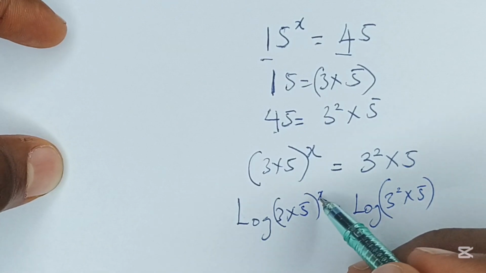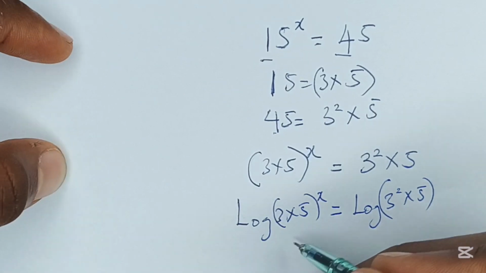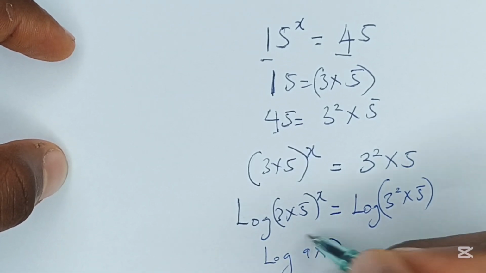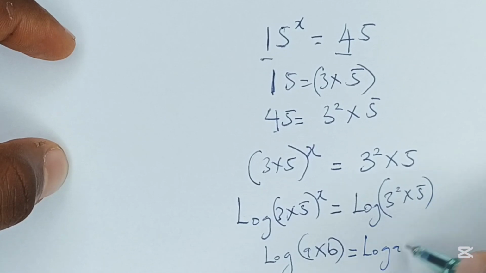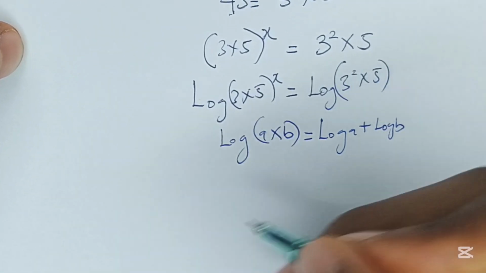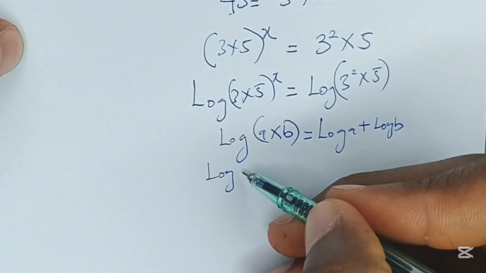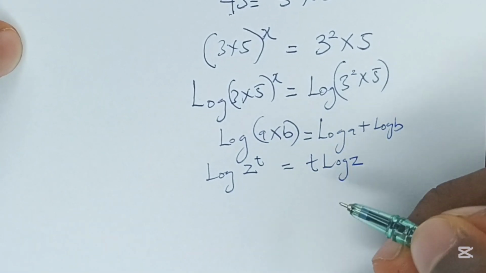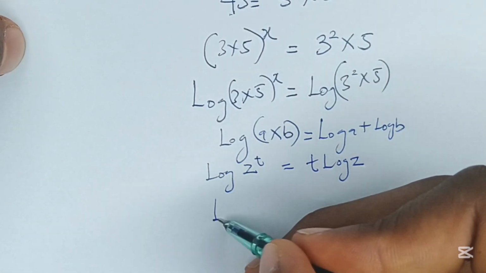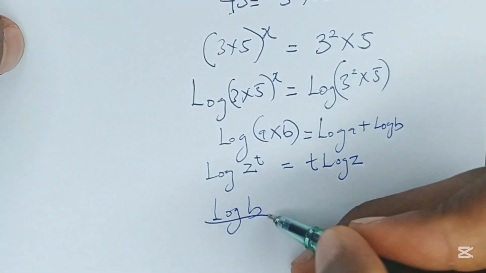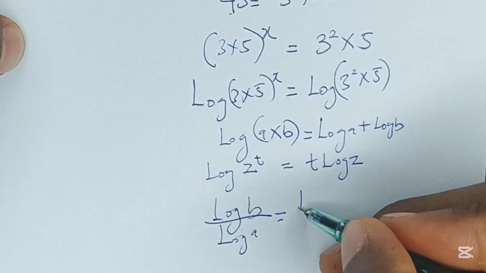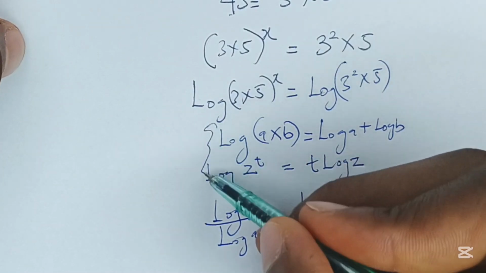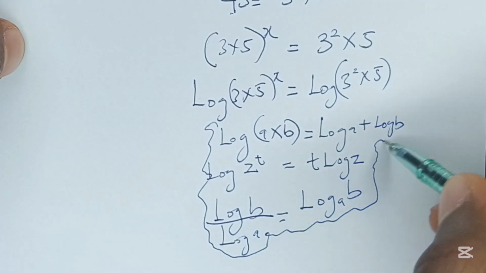Now moving on, if we state the laws of logarithm, we have that a law states that if you have logarithm of a times b, it can be written as logarithm of a plus logarithm of b. The next law is that if we have logarithm of z raised to power t, it is equal to t times the logarithm of z. Lastly, if we have logarithm of b over logarithm of a, it is equal to logarithm of b in the base of a. Okay, so we'll apply these three laws in solving this equation.